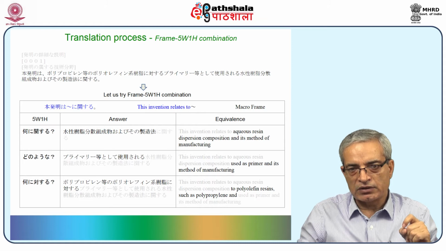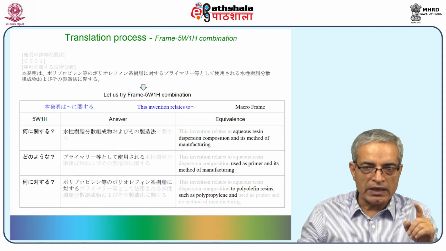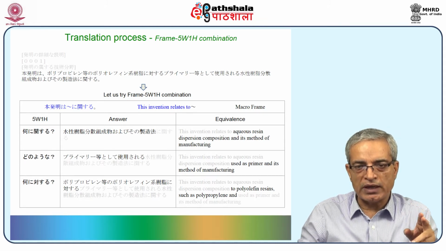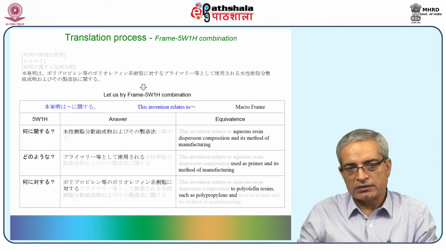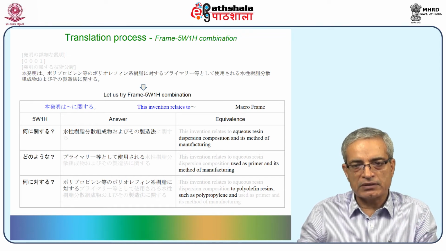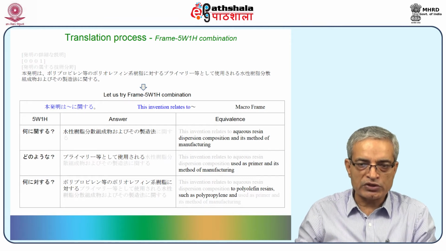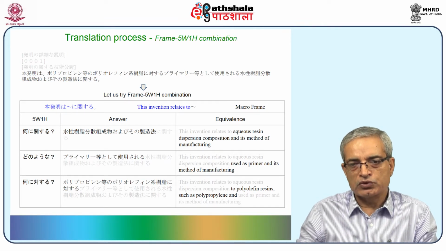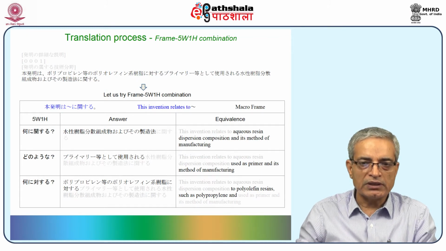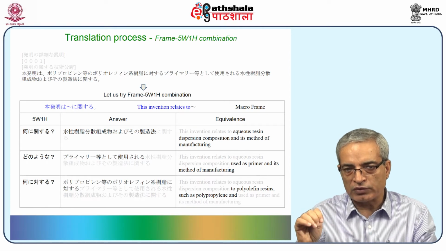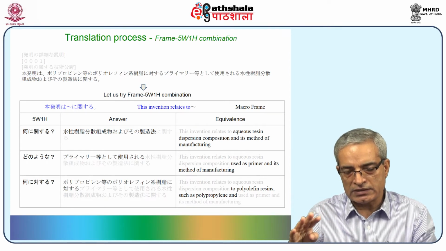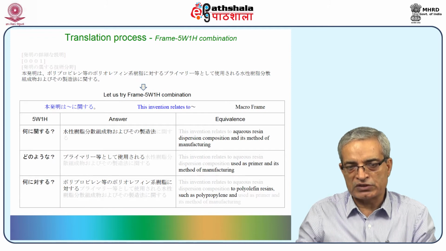And the equivalents are given on the right side, that is aqueous resin dispersion composition and its method of manufacturing. And for the second one, used as primer and its method of manufacturing, to polyolefin resins such as polypropylene. And now these combinations are spread over, it's not coming in series as it came in one of the previous examples.